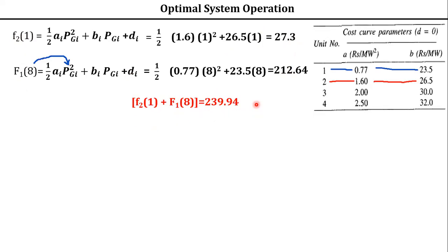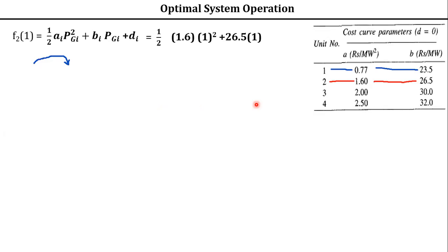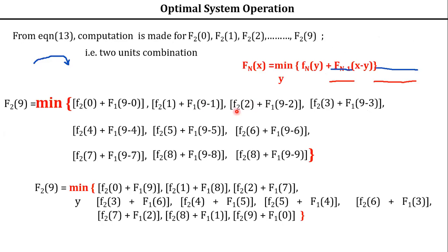First combination we have already done, so we have not calculated it again. Second combination we have just now done. The third combination, so what is the third combination? Third combination is F2 of 2 into F1 of 7, not into, plus. F2 of 2 and F1 of 7 you have to take.